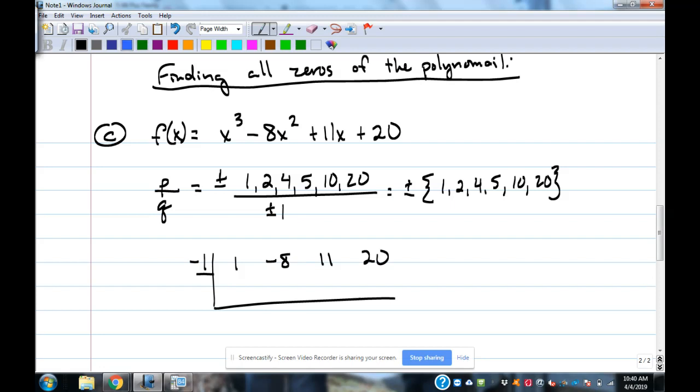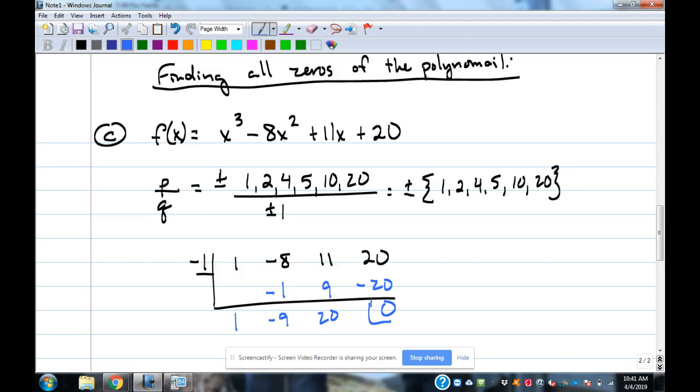Okay, 1's pretty easy. So drop the 1 down and multiply. 1 times -1 is -1. Add. -9. Multiply, that's 20. And that's -20. Are we surprised that the remainder is 0? Shouldn't be. All right. We saw it crossing the x-axis when we graphed it. So we're not surprised that that remainder is 0.